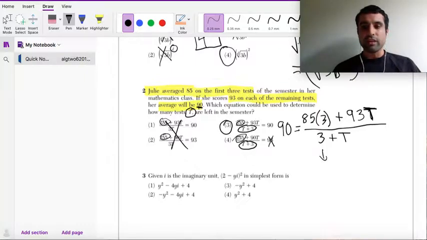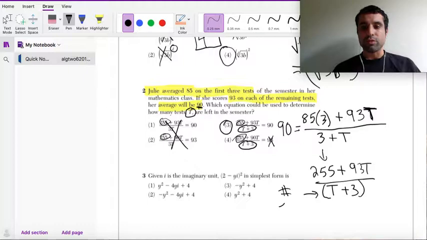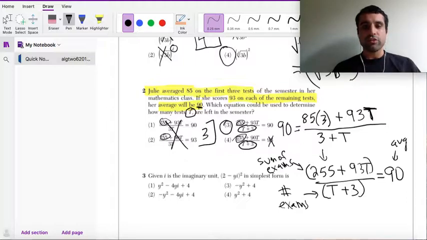This could be rewritten as 255 in place of the 85 times 3, plus 93t, and by the commutative property, 3 plus t or t plus 3 is the same thing. t plus 3 is the number of exams. I'm putting parentheses just to group them together. 255 plus 93t is the sum of all exam scores. I'll just say sum of exams. So the sum divided by the total number is the average, which is 90. All right, so the answer is choice 3.